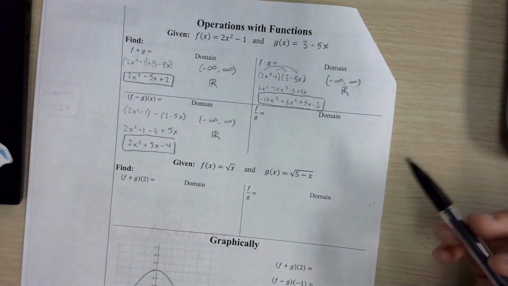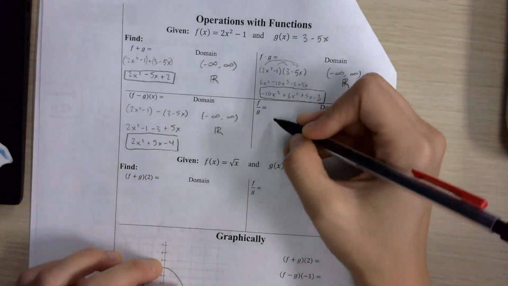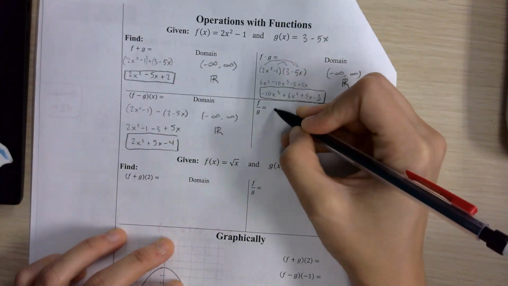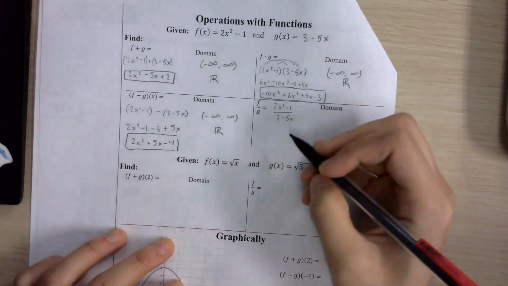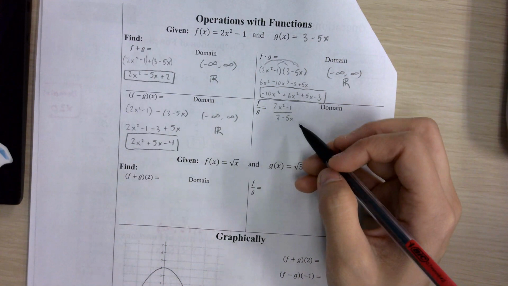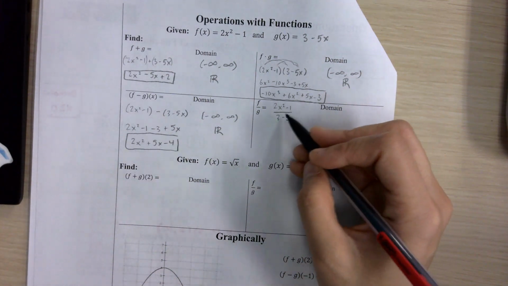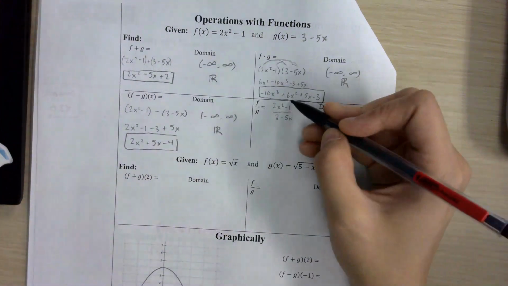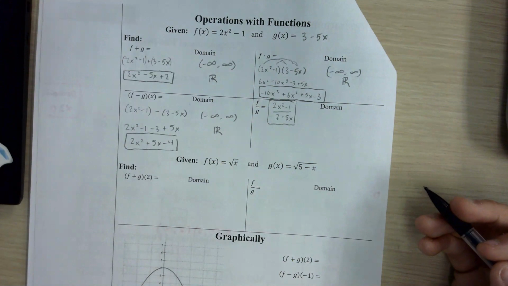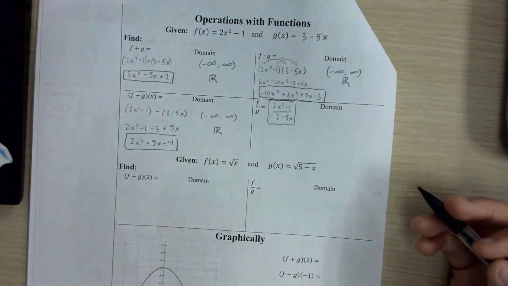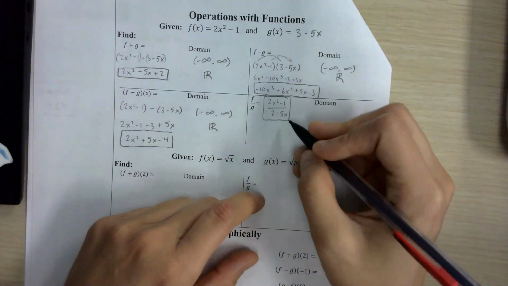And then finally f divided by g. So we have 2x squared minus 1 over 3 minus 5x. For the domain, this is already simplified. We can't really factor this any further. We've already combined like terms. We've already canceled out anything that needs to be canceled. The trick is our domain right here, right? So we can't have 0 in the denominator.